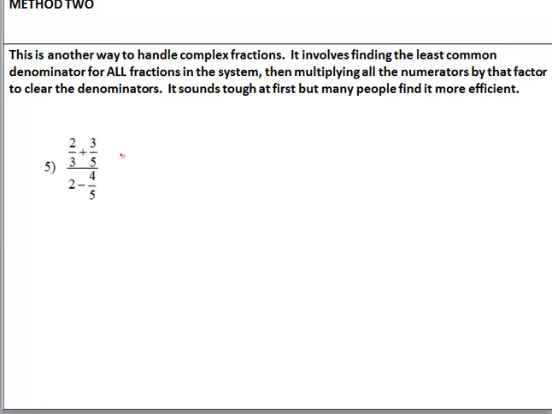So let's take a look at this. And before we start, I want to remind you that 2 is the same as 2 over 1. So let's take a look at this and figure out what the least common denominator is. We have 3 and 5 and another 5 and a 1. So the least common denominator, the LCD, will equal 15.